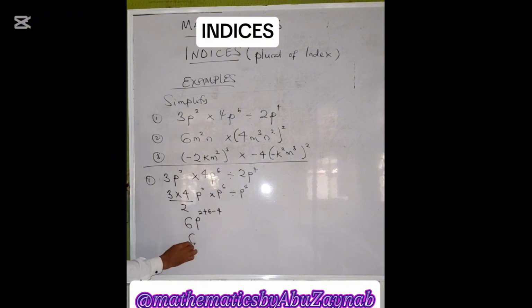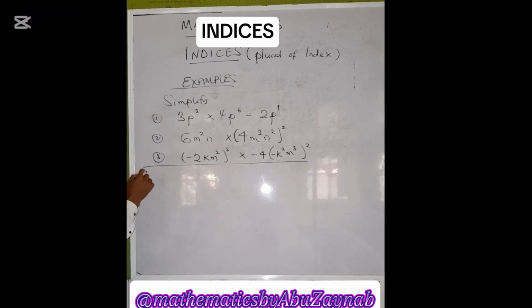Hence, this reduces to 6p^(2+6-4): 2 plus 6 is 8, minus 4, 4. And that's the answer to question number 1, which I believe is quite clear. If that is, let's take the second example.